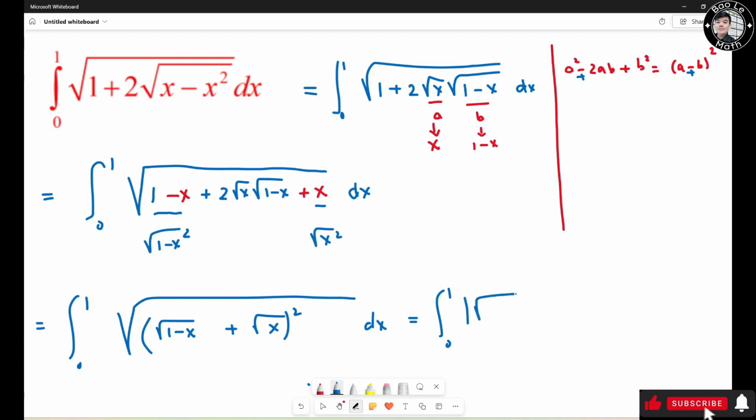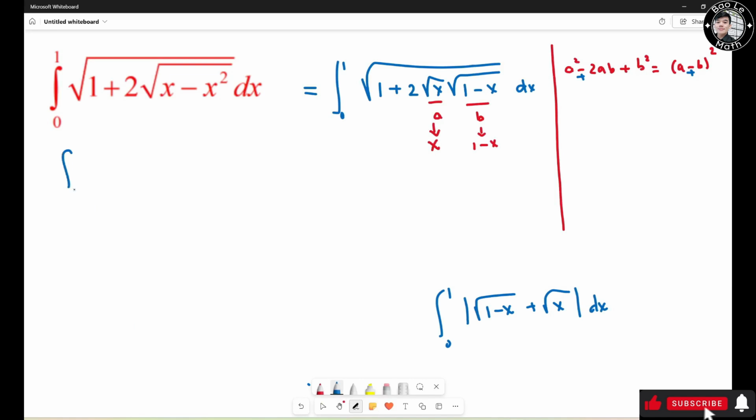Absolute value of square root of 1 minus s plus square root of s ds, right? Now, since s is between 0 and 1, this is always positive, right? So I can remove the absolute value sign without changing anything. So it turns out to be the integral from 0 to 1 of square root of 1 minus s plus square root of s ds, right?